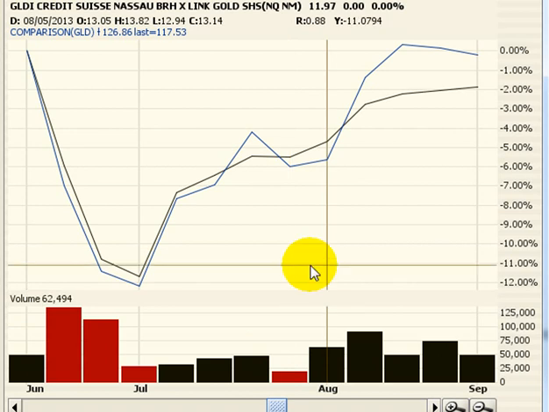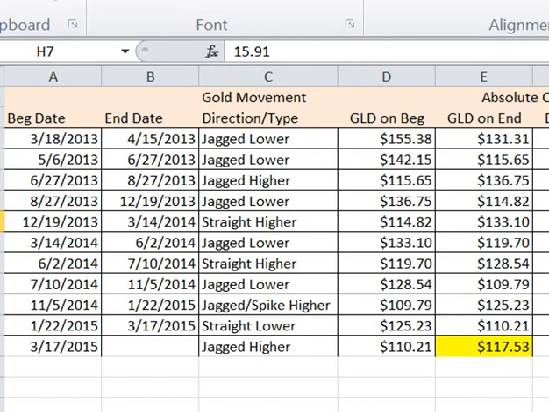Now if we look at that relationship, and actually let me do it this way, it might be easier to see. I've put together a spreadsheet, and I'll attach a link to it in the notes that I send you. In this spreadsheet, I've gone back since the inception of GLDI, the ETN, and I've looked at all of the larger moves directionally up or down, and I've kind of categorized them. Most of them are kind of jagged. They move up, move down, that sort of thing. Some of them go straight up, straight down.